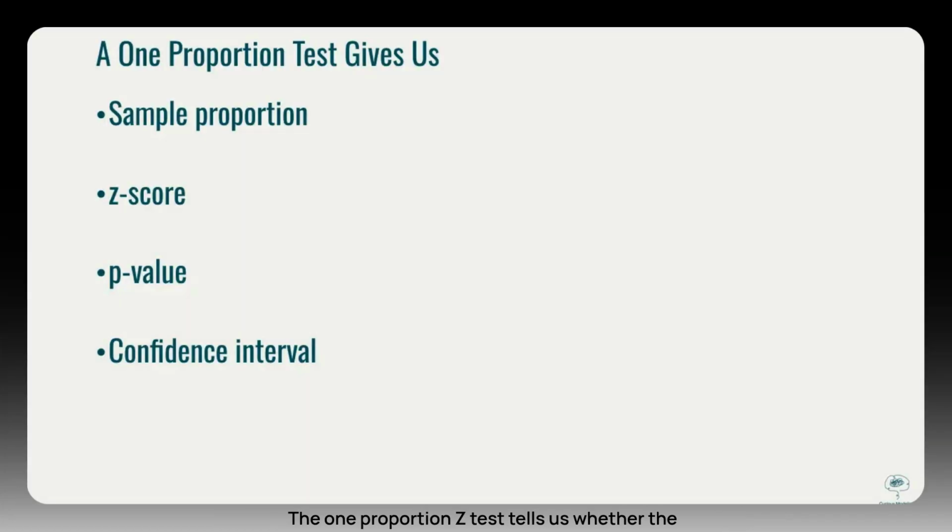The one proportion z-test tells us whether the proportion of students in our sample differs from the 20% benchmark in a statistically meaningful way. It gives us the observed sample proportion, a z-score that measures how far off our result is from the expected, a p-value to assess whether the difference could be due to chance, and often a confidence interval to show a plausible range for the true proportion. If the p-value is small, typically less than 0.05, we reject the null hypothesis and say, yes, the proportion of Greek life students in this sample is significantly different from 20%.